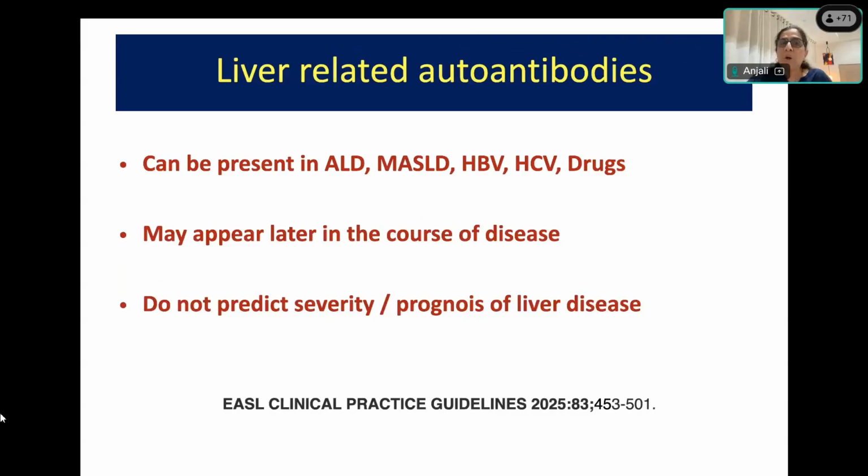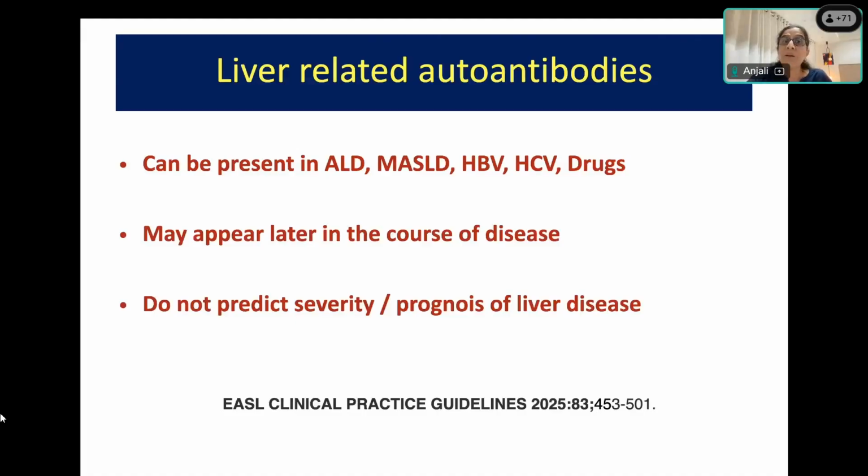And coming to autoantibodies, just now we said that ANA, ASMA, LKM1 are three important autoantibodies, and there are several other autoantibodies also. But it is important to remember that these autoantibodies can also be present in other liver diseases, for example simple fatty liver disease, MASLD. Fatty liver disease patients can also have ANA positivity.